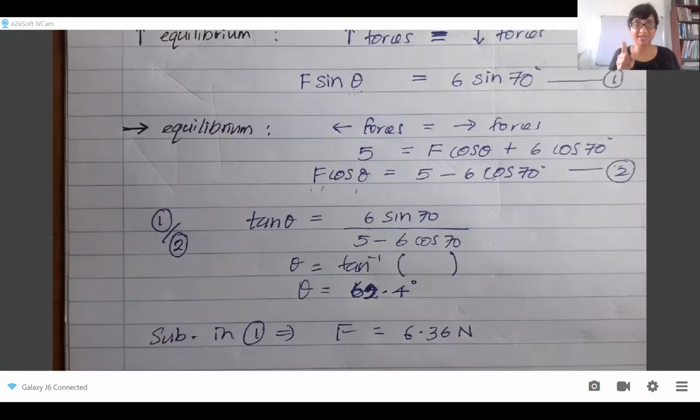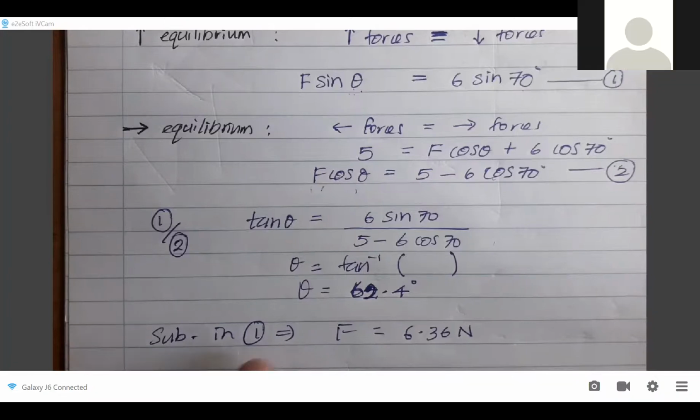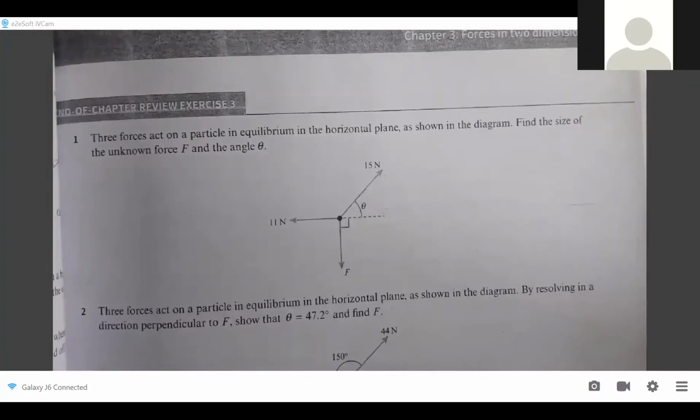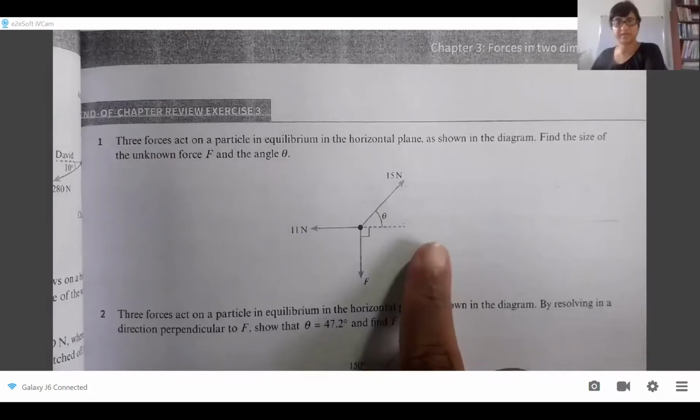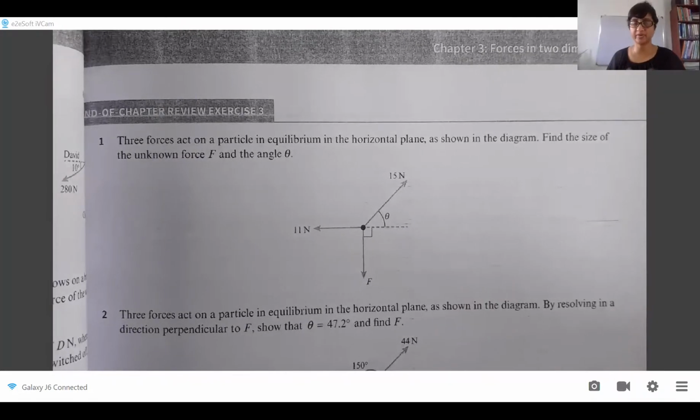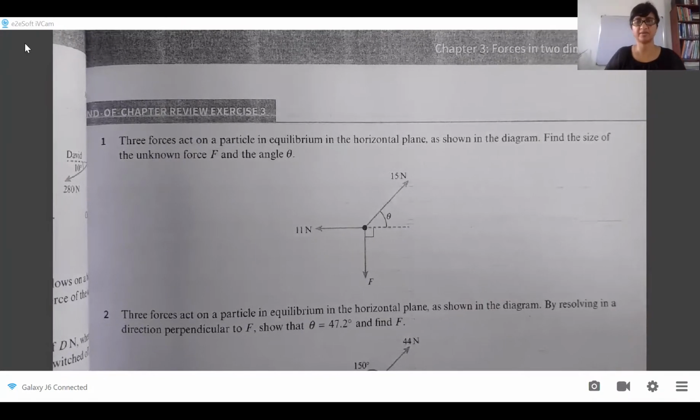Now I will give you a similar one to do on your own. Is everyone done with this? Can I take this away? Yes, miss, correct answer. This first question, quickly copy it and you do it on your own. It's very similar to what we did.